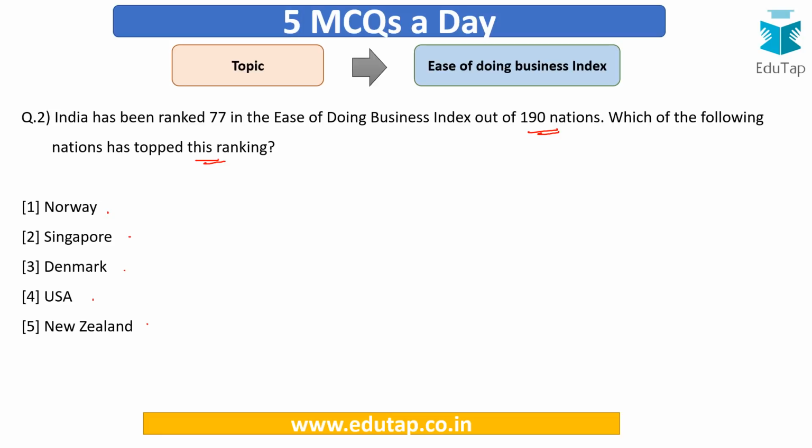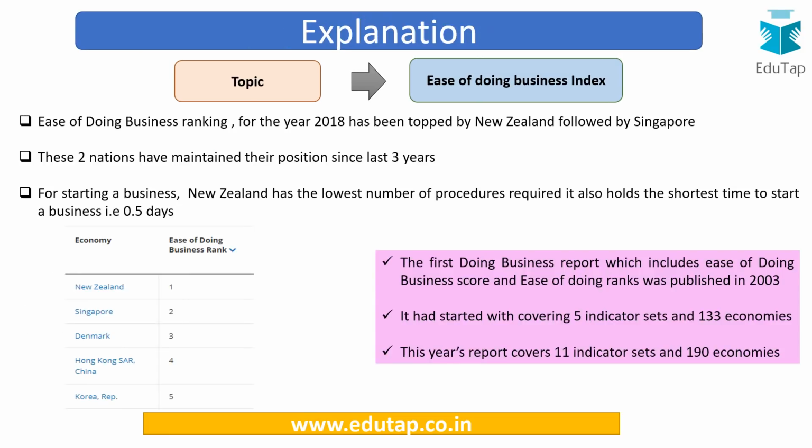And our answer here is New Zealand. So yes, New Zealand is the nation which has been topping this ranking of ease of doing business for the past 3 years. So that is why it is very much important. This has been topped by New Zealand, and the number 2 position was taken by Singapore. So these two nations are to be kept in mind, and both the nations have maintained their position for the last 3 years. On the other hand, India has been improving continuously for the past 3 years.